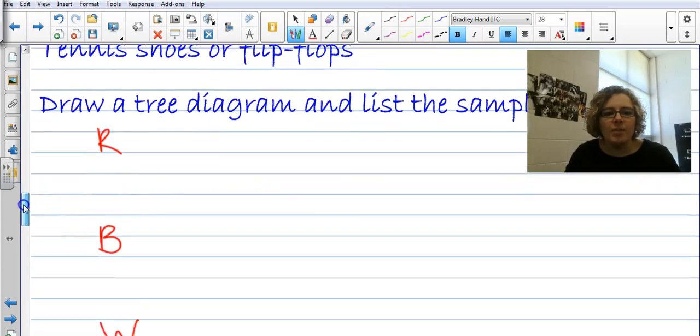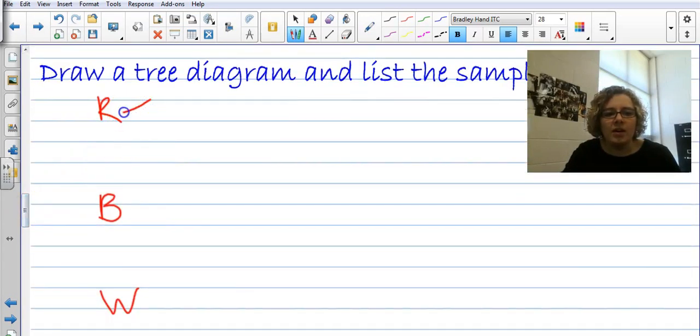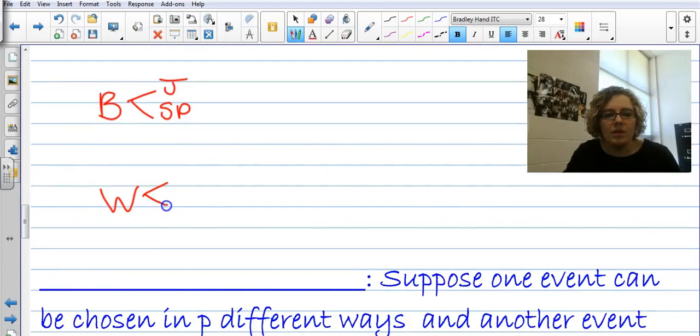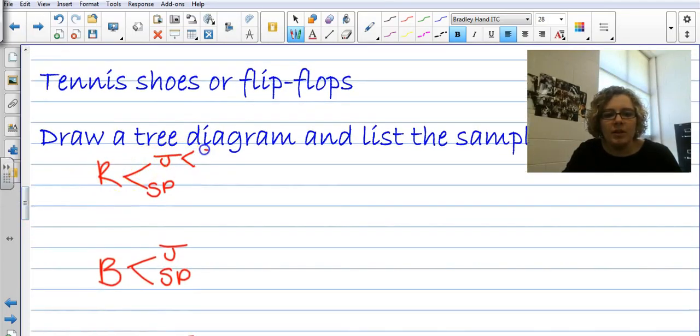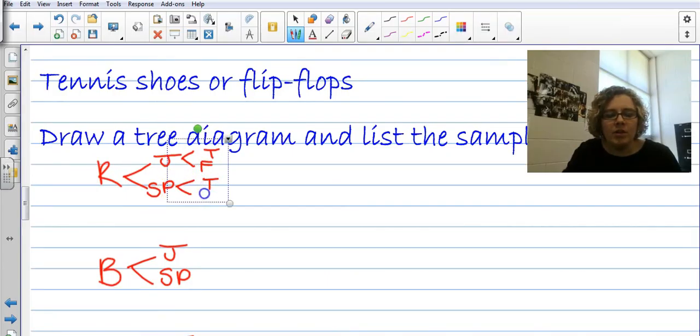Then I have pants choices. I could wear jeans or sweatpants. Jeans or sweatpants. Jeans or sweatpants. Then I can wear tennis shoes or flip-flops. Tennis shoes or flip-flops. Tennis shoes or flip-flops.